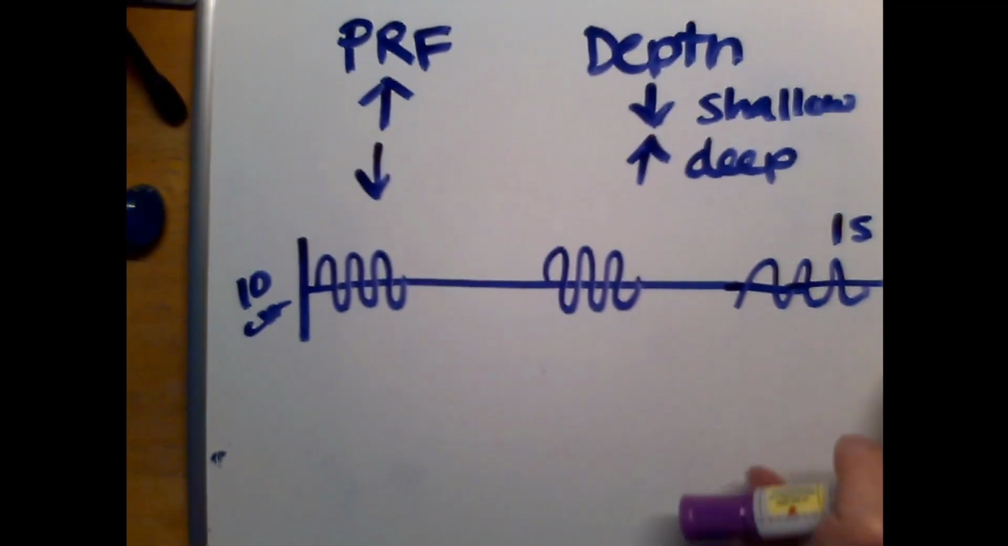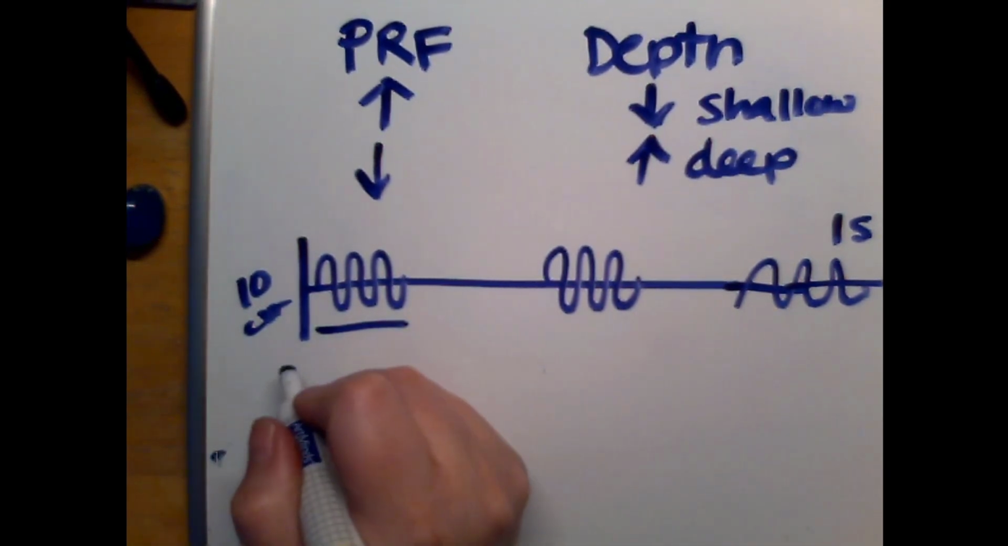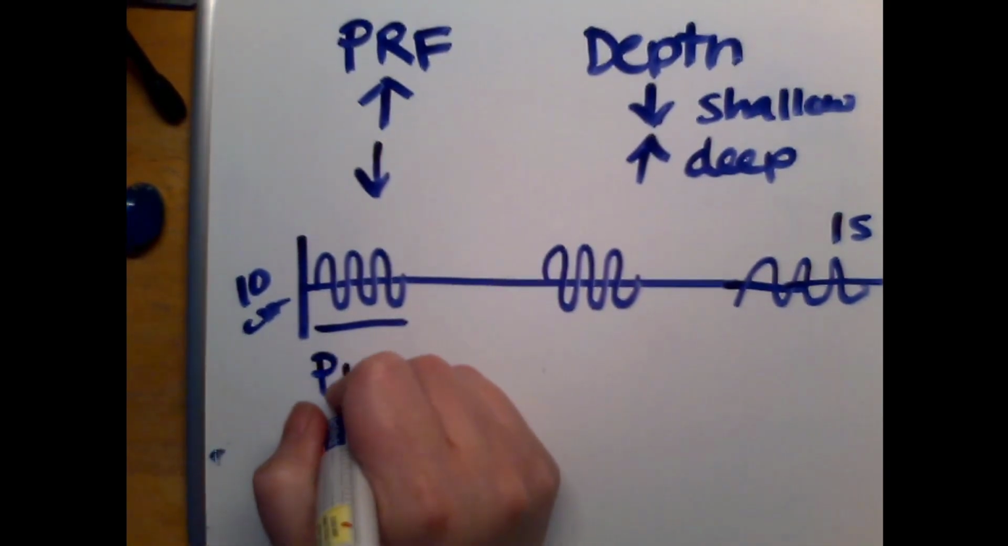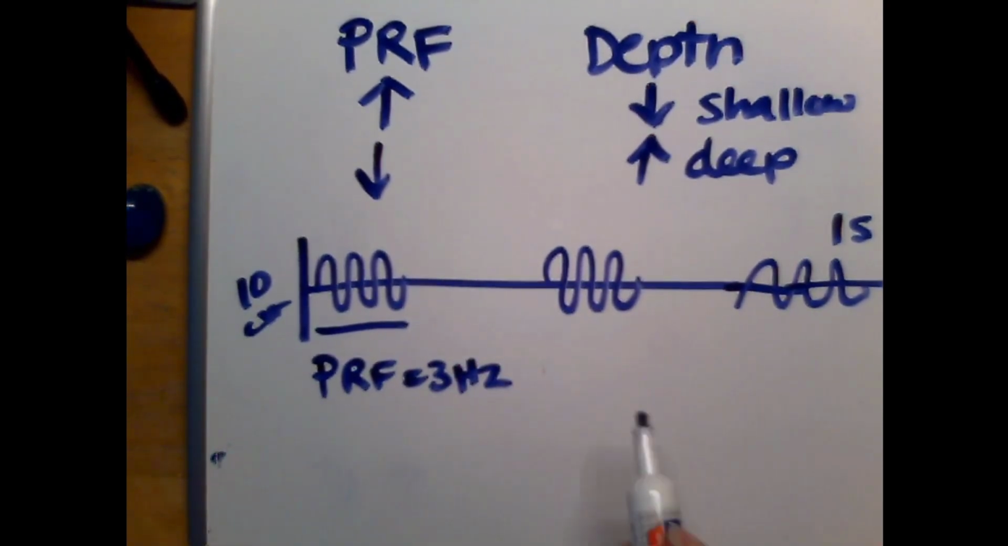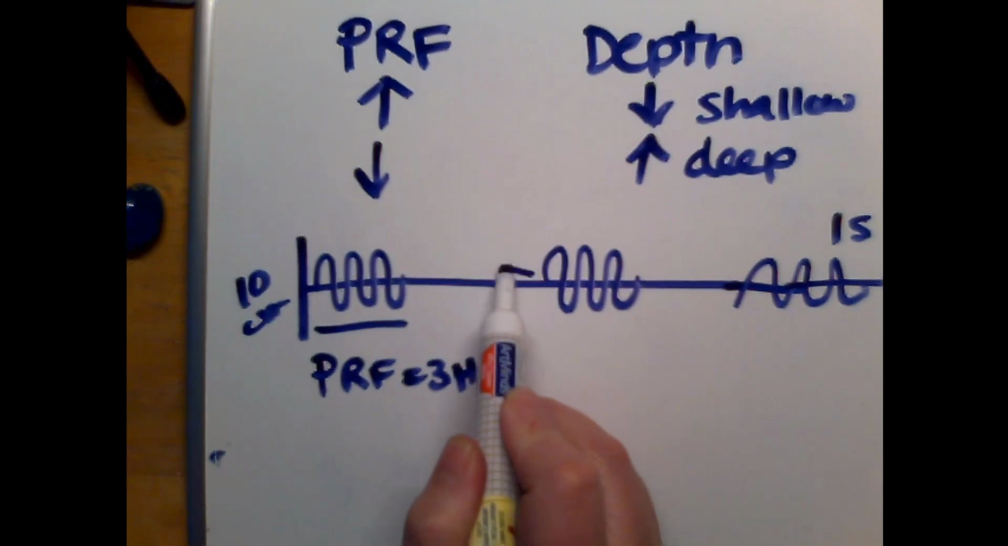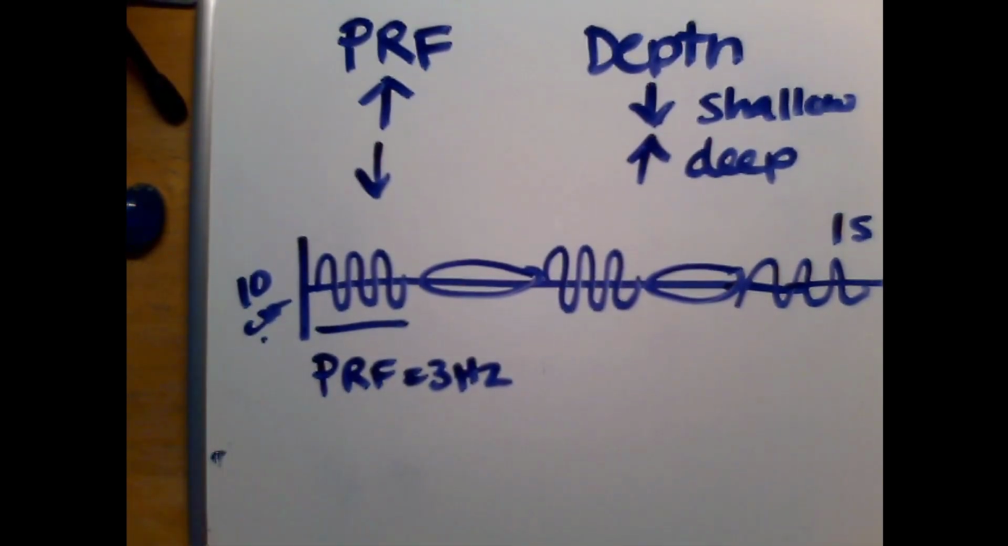So what is our PRF? Again, we're just counting the number of pulses, this whole chain, number of pulses per 1 second. So we can look, we've got 3 hertz. So our PRF for this example is 3 hertz. And that's because we have these long waiting periods while those sounds travel all the way to 10 centimeters and come back.